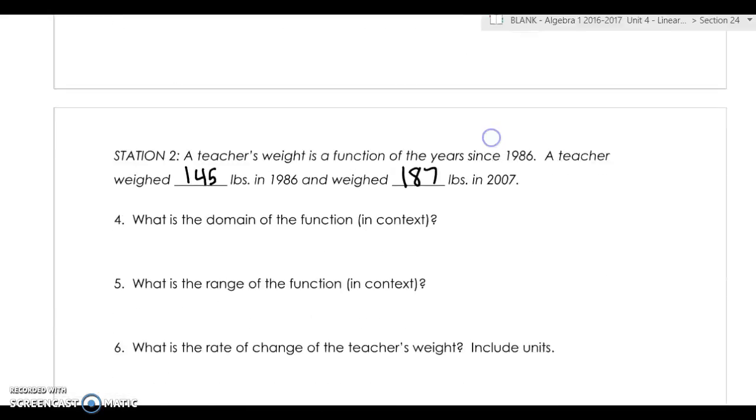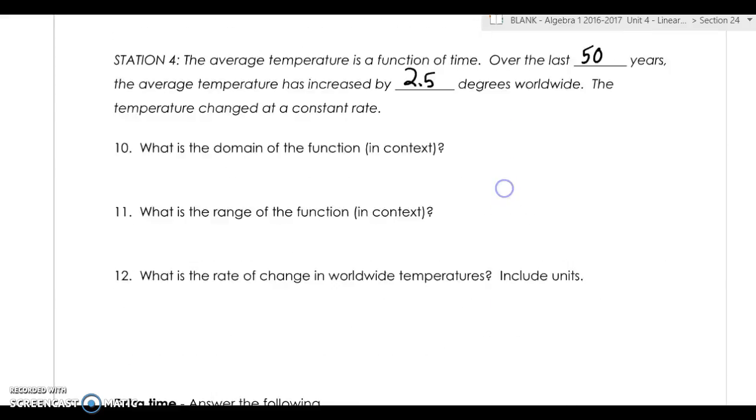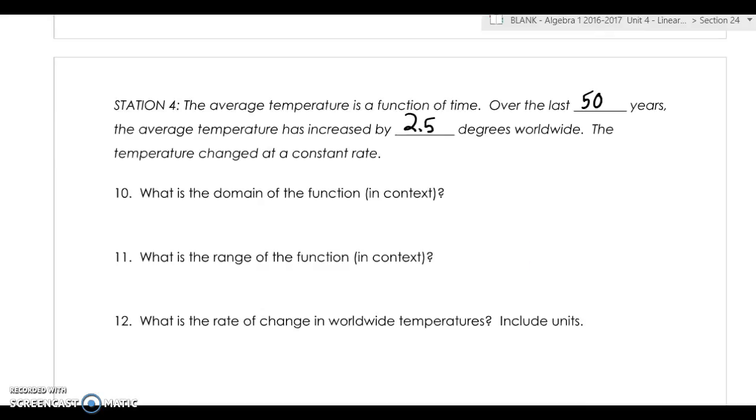All right, and this one's kind of the same thing, so we'll skip to another one like this one, where sometimes we don't have two sets of ordered pairs. We still have a function, we still have an input and output, but it's not going to be quite so easy to calculate that. So the average temperature is a function of time. So I'm going to label that here, or highlight, average temperature is a function of time. Over the last 50 years, the average temperature has increased by 2.5 degrees worldwide. The temperature changed at a constant rate. So we only have one set of ordered pairs that we can use. Actually kind of a change, not really an actual set of ordered pairs.